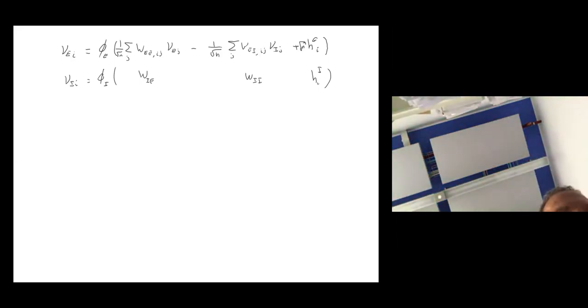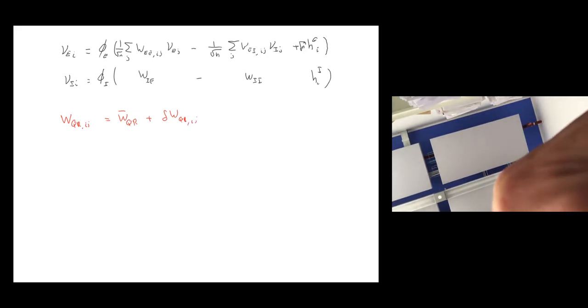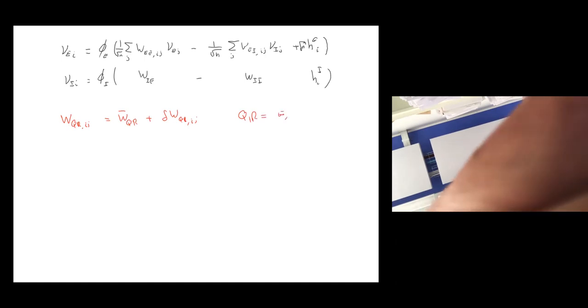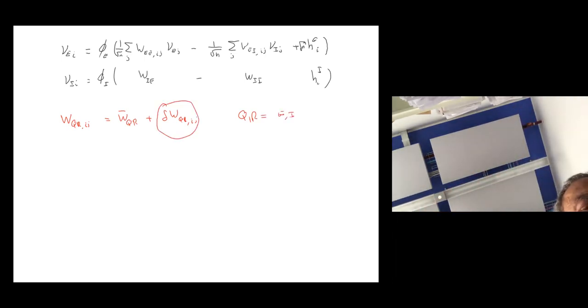Otherwise, everything else is the same. Okay? So we're going to do, because we're now experts in sums, all these weights have non-zero means. So we'll write W_QR,ij equals W bar QR plus delta W_QR,ij, where QR equals E or I. And we're going to say this has variance sigma squared QR. So variance, okay? Remember, that's all we need.